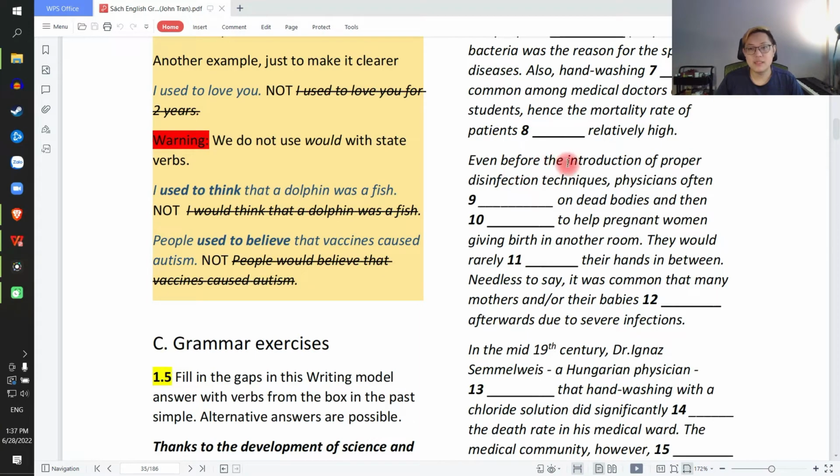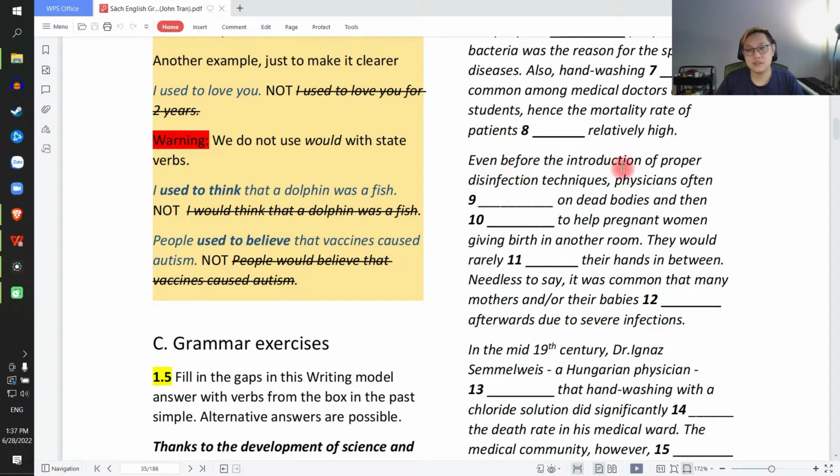Even before the introduction of proper disinfection techniques, physicians often operated on dead bodies and then came to help pregnant women giving birth in another room.